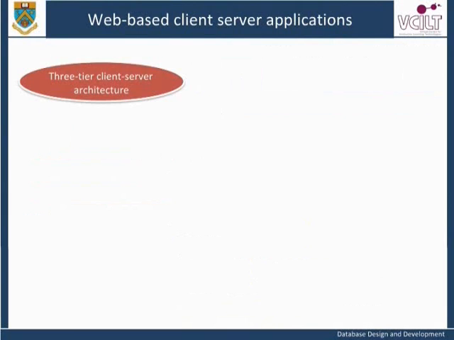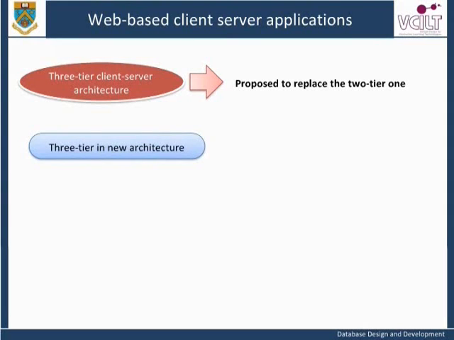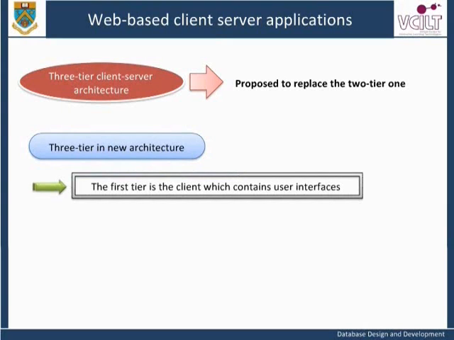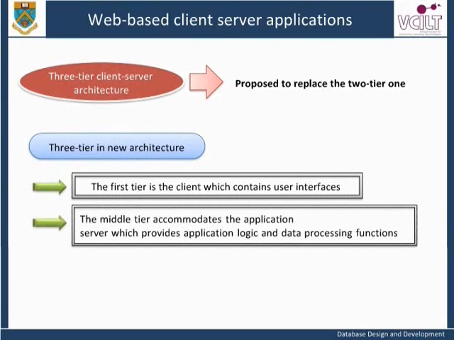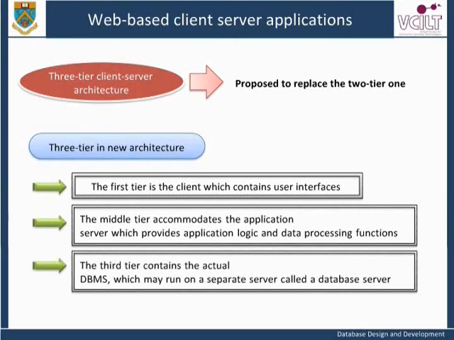Three-tier client-server architecture. In order to satisfy requirements of increasingly complex distributed database applications, a three-tier architecture was proposed to replace the two-tier one. There are three tiers in this new architecture, each of which can potentially run on a different platform. The first tier is the client, which contains user interfaces. The middle tier accommodates the application server, which provides application logic and data processing functions. The third tier contains the actual DBMS, which may run on a separate server called a database server.